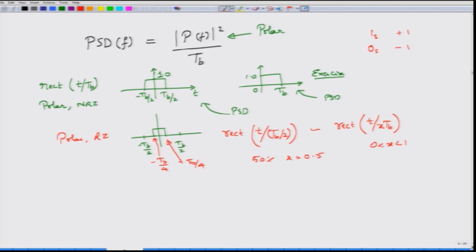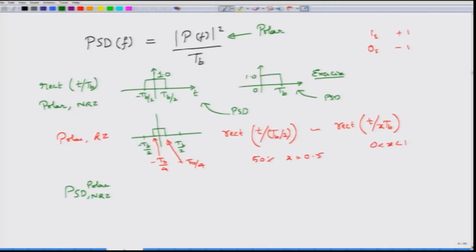Okay. So, let us evaluate the PSD for both these cases. Let us first start with the polar NRZ format. Let us call this NRZ and also write this as polar format. This is some notation that I am inventing here because I have to indicate both the NRZ format and the RZ format. It is not a standard notation, it is just something that will distinguish the PSD for NRZ polar format versus RZ polar format.